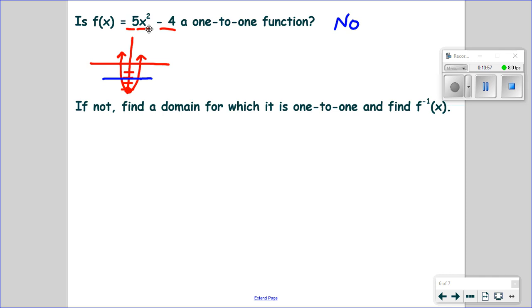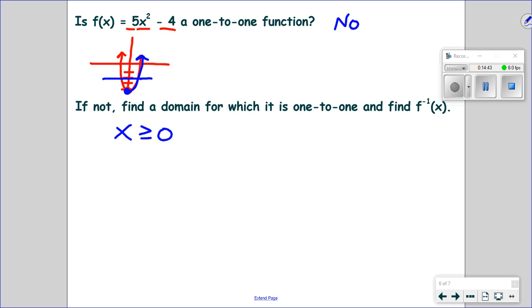Well, often what we'll do is we'll find a domain for which the function is one-to-one. Sometimes we call this limiting the domain. So the idea is, okay, well, we just won't look at the entire graph. We'll just look at part of the graph. But you want to find part of the graph that will pass the horizontal line test. So here's one example. What if we limit our domain to x greater than or equal to 0? So that would be this portion of the graph of f of x. And the blue portion would pass the horizontal line test.